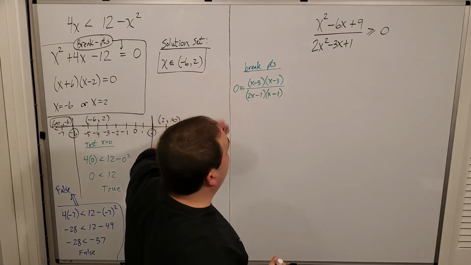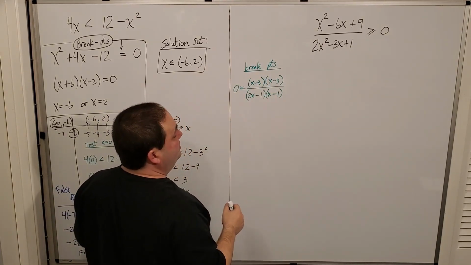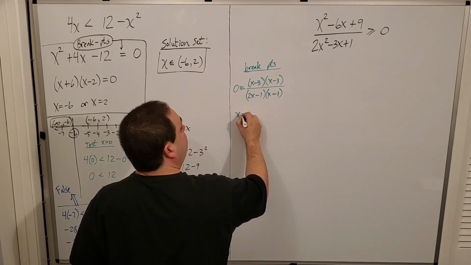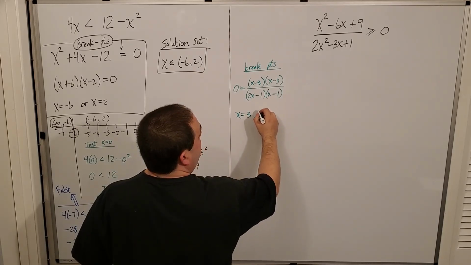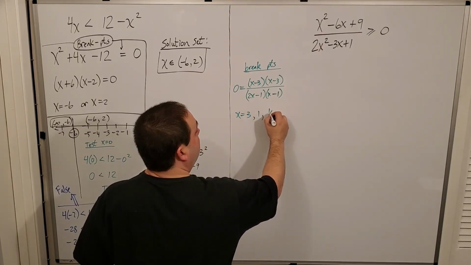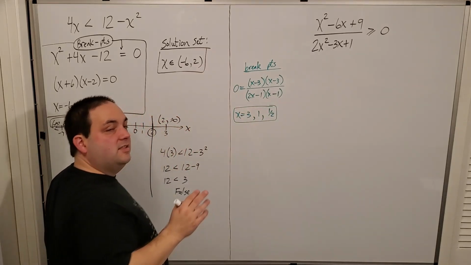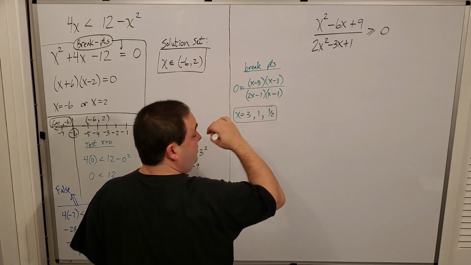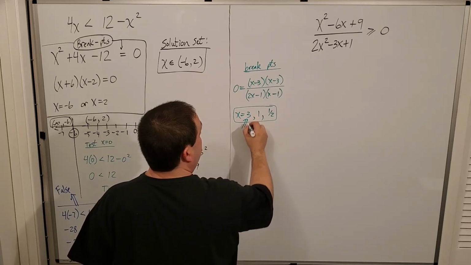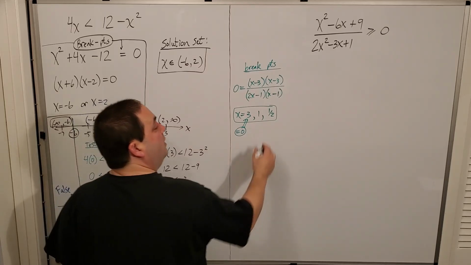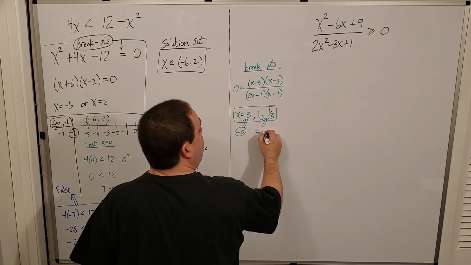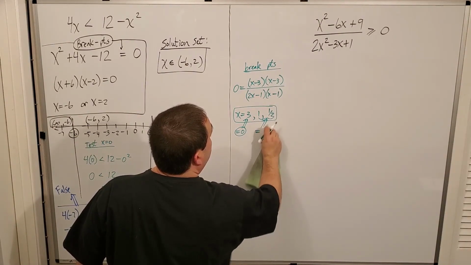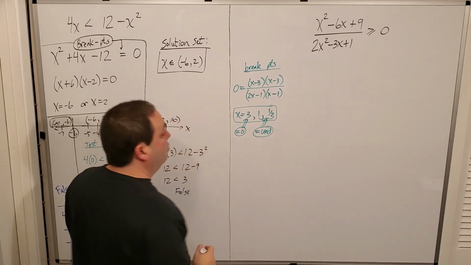But I can read the breakpoints off of this because it's anywhere that any one of these is going to equal 0 or undefined. So I get equal to 0 when x is equal to 3. I get undefined when x is equal to 1 or when x is equal to 1/2. Now these are not necessarily solutions. It is worth noting that x equals 3 is the only one that is making this thing equal to 0. That's the only equal 0 point. These other two right here are making it undefined. It's very, very important that you remember those two distinctions.